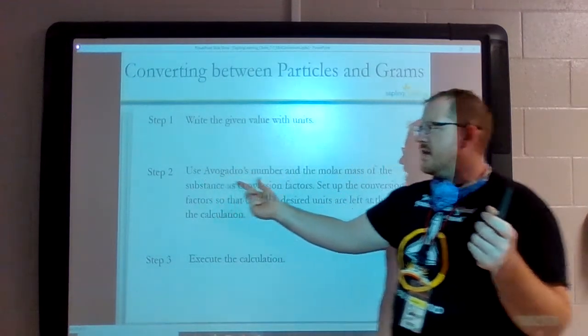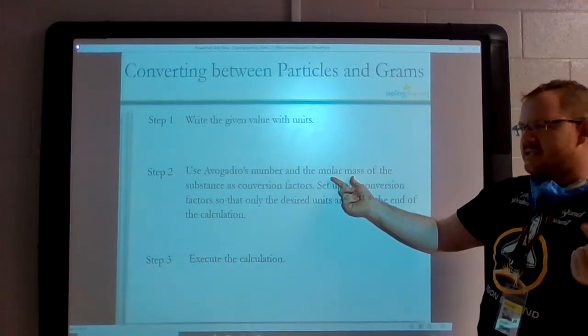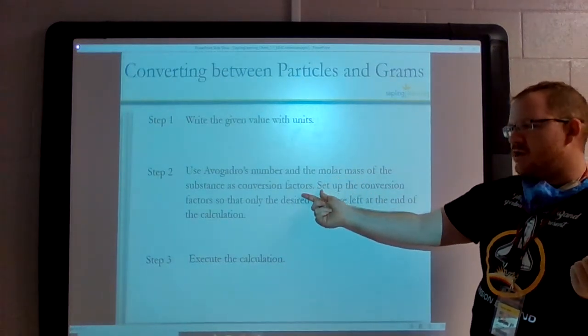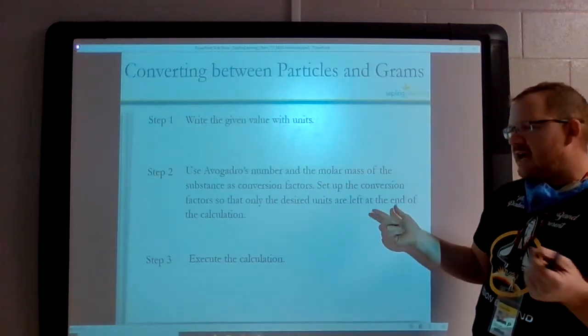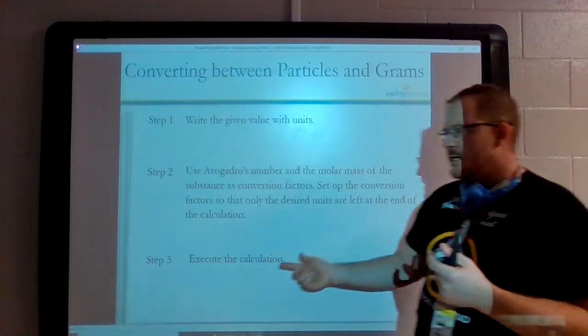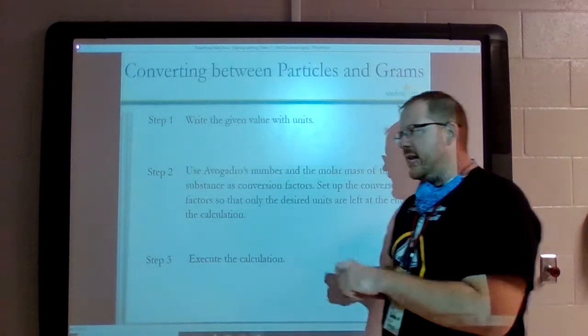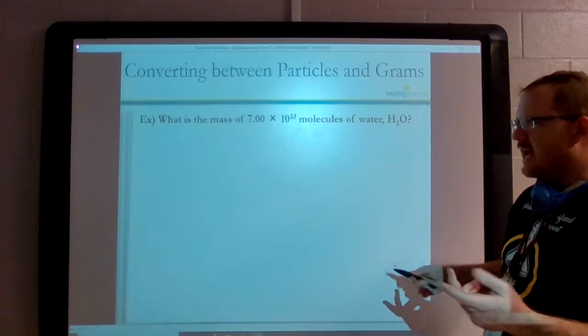Step 2, use Avogadro's number and the molar mass this time to set up your conversion factors and make sure everything cancels out so you only have the units you want at the end. Step 3, execute the calculation. Do your actual math work in your calculator.